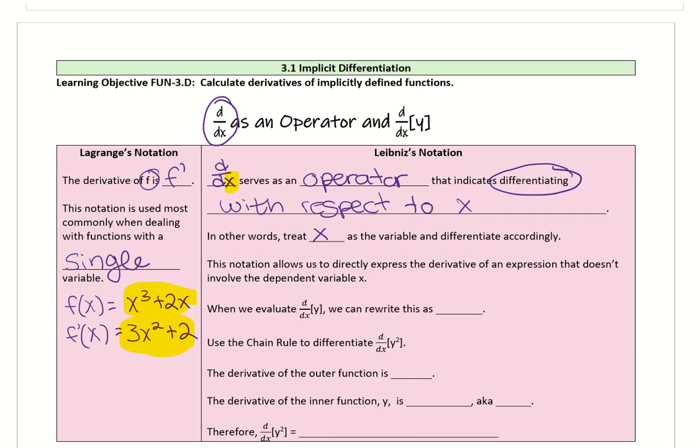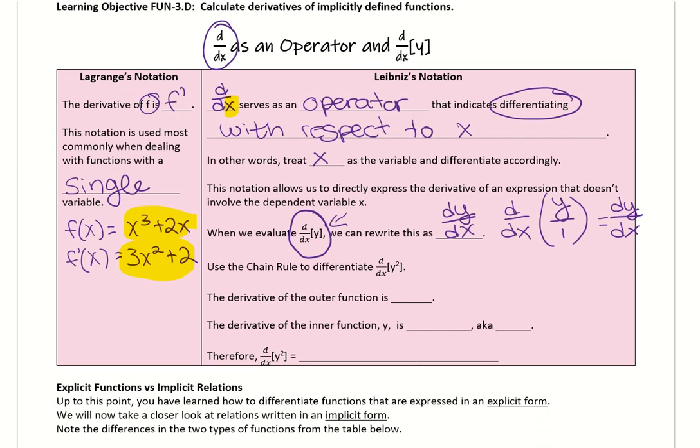This is useful when we are finding the derivative of something that doesn't have an x in it. So here's an example of finding the derivative of something that doesn't have an x in it. We can think about d/dx as an operator, and if we're finding the derivative of y, we can put that over 1 and go across the top dy and across the bottom dx. So dy/dx is how we write the derivative of something that doesn't have an x in it.